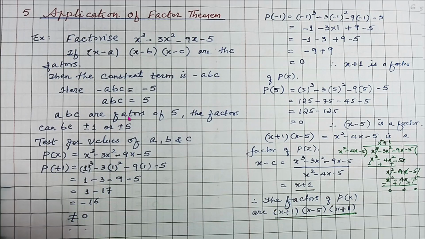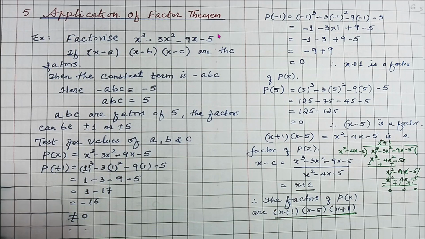So now by inspection we have found that x plus 1 is a factor and x minus 5 is a factor. Okay, but we need one more factor, and for that we will multiply the two factors, x plus 1 into x minus 5. Since x plus 1 is a factor and x minus 5 is a factor, the product is also a factor. Therefore x plus 1 into x minus 5 is x squared minus 4x minus 5. Therefore this is also a factor of this.